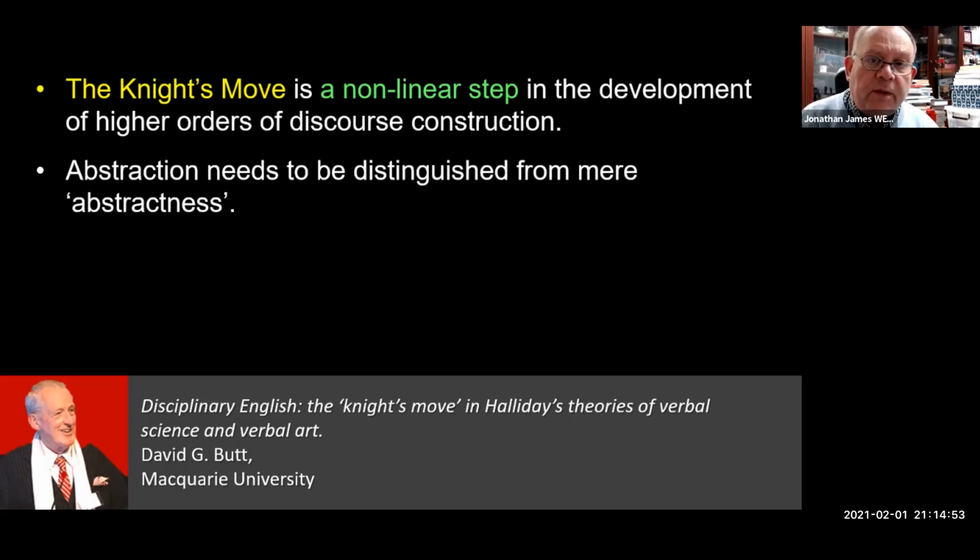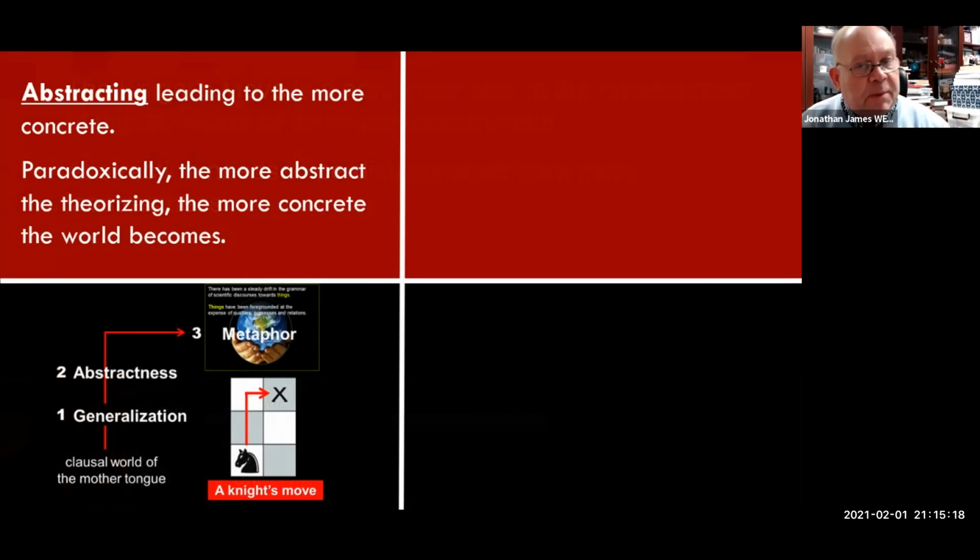But think about it for a moment. When you turn that verb into a noun and you give it a sense of nounness, what do we usually talk about in terms of nouns? Things. Things are concrete. This is the paradox of metaphor. The more abstract that we become, the more concrete the world appears. The more abstract our theorizing about the world, the more concrete the world becomes, because we're turning everything into nouns, we're turning it into things. That is paradoxical.